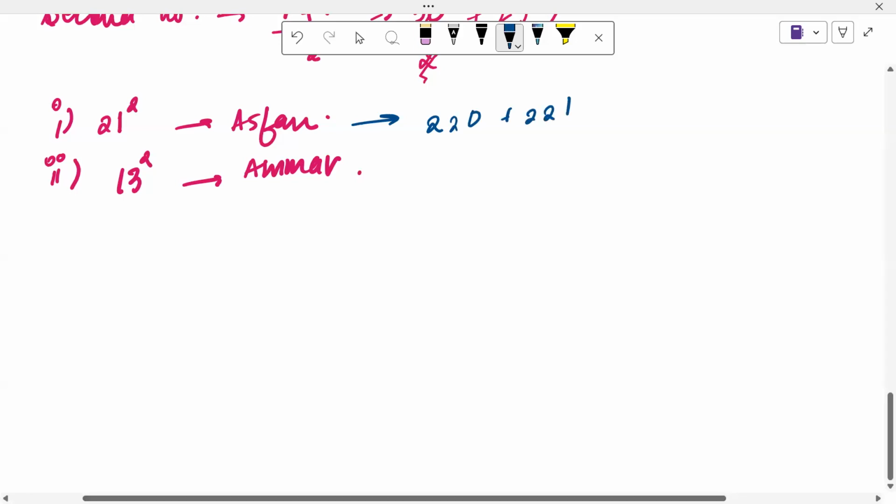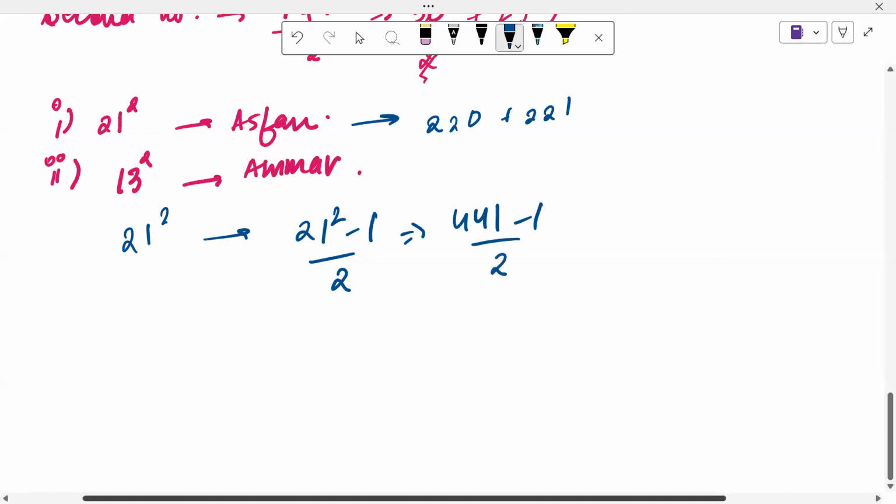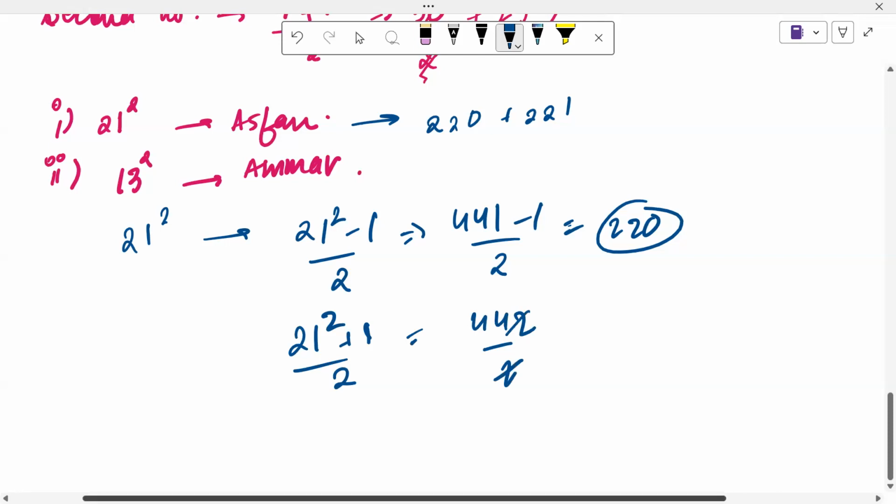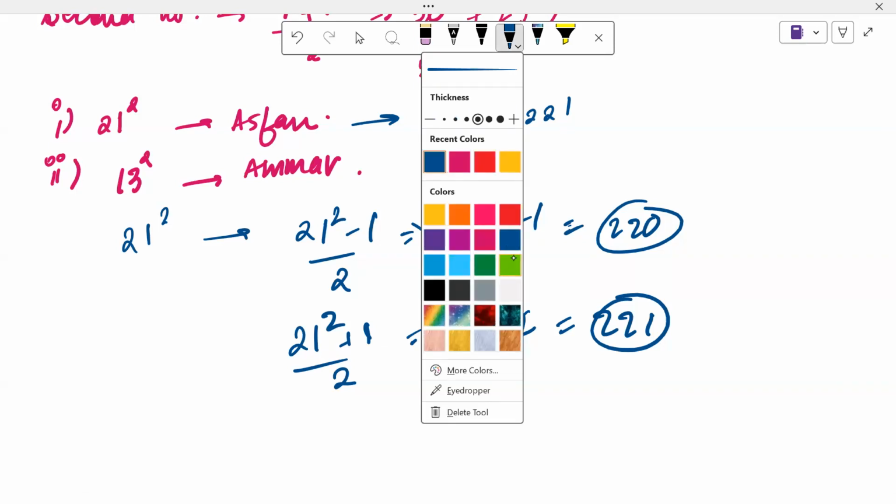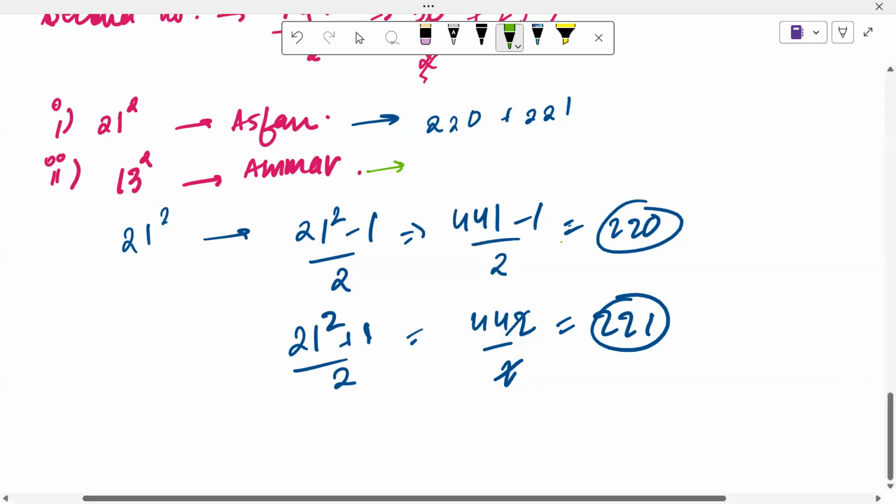Okay, we'll cross check it. For 21 square, you just do 21 square minus 1 upon 2. 21 square is 441. 441 minus 1 is 440, upon 2 comes out to be 220. And the next one is 21 square plus 1 upon 2, which is 442 upon 2, and you will get 221. Very good, Asfan. Very nicely done. Ammar, what about you? You just do it quickly.